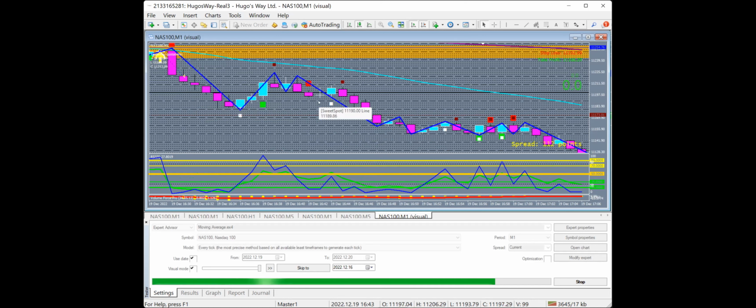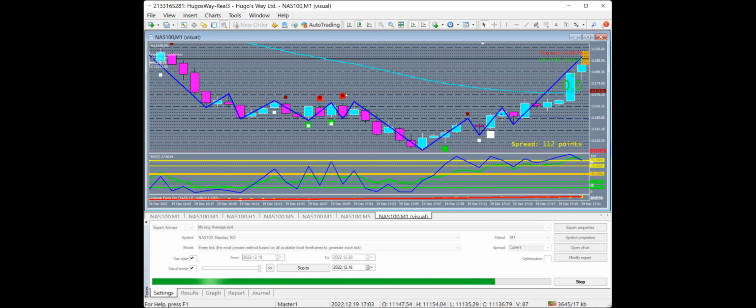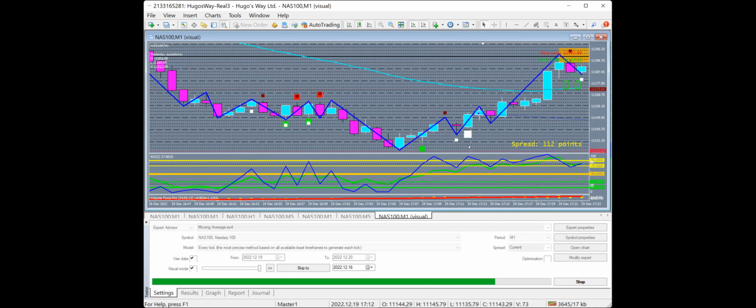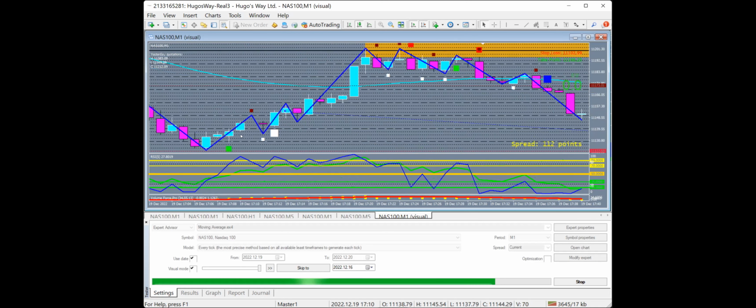6, 7, 8. We're not going to count that one. 9, 10, 11, 12, 13, 14, 15, 16. So we're at 16 at an up and down. This is 17, 18, win number 19, win number 20. Let's keep going. Win number 21, 22.